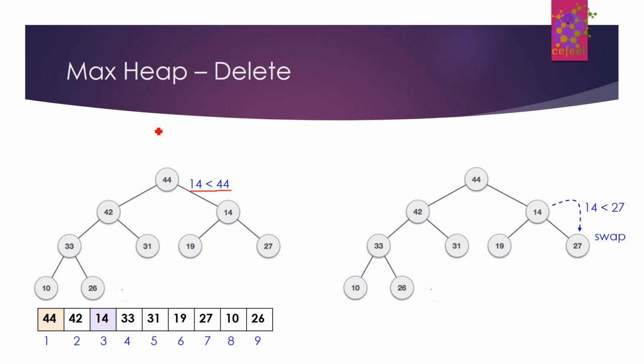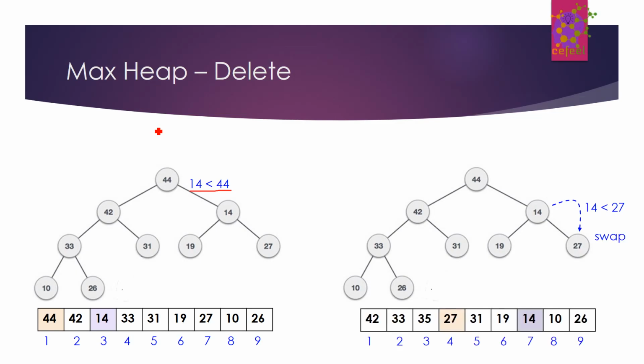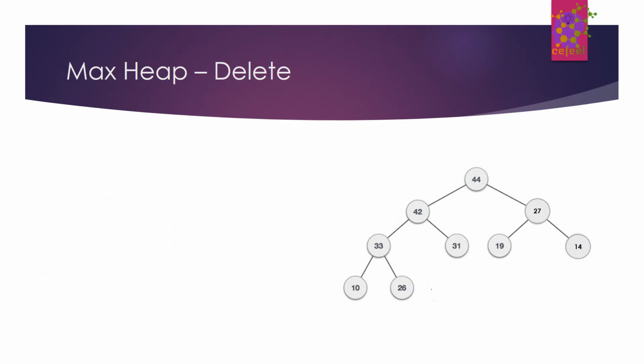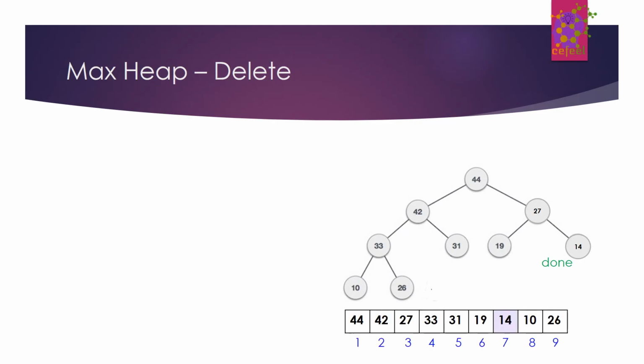So we need to do a swap. We swap it, and then we will have 27 in place of 14 and 14 in place of 27. This will result in this tree, and I think we are done here because 14 has no more children, so there is no more bubble down process that needs to be followed. All right, so 14 is placed at location 7.